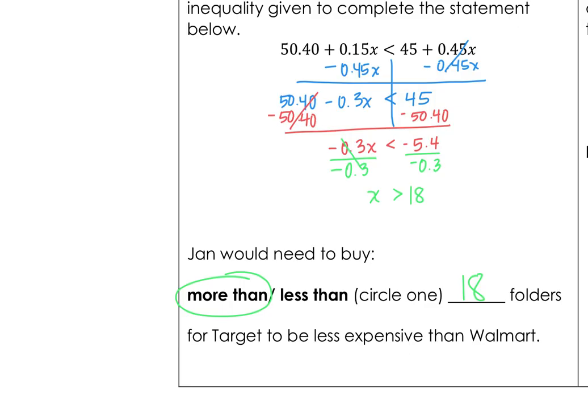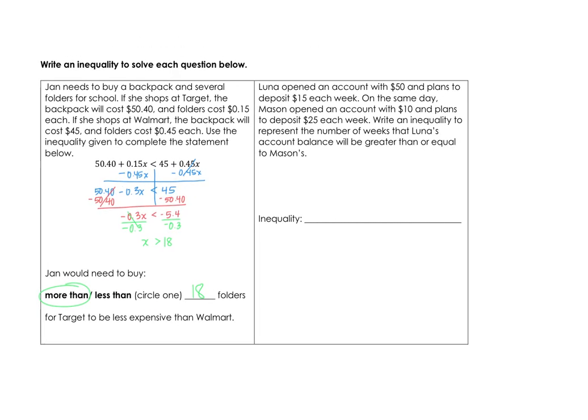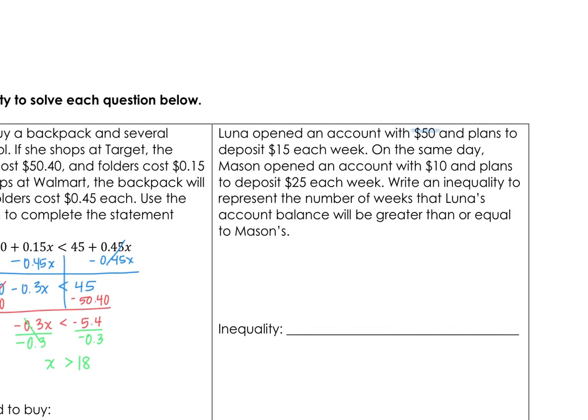Okay, last one. Luna opened an account with $50 and she plans to deposit $15 each week. Every time we see those words each or per or whatever, those are very important. On the same day, Mason opened an account with $10 and he plans to deposit $25 each week.